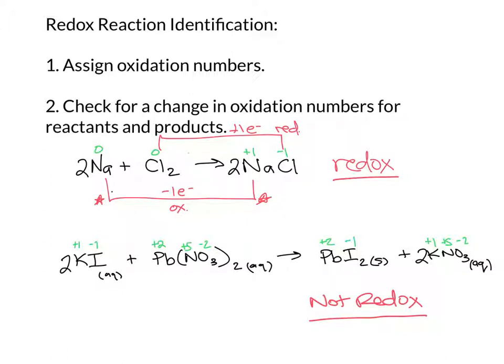So very simply, in order to identify a process as redox, you're going to assign those oxidation numbers, and then you are going to check for changes on species on the left-hand side versus the right-hand side to identify if redox has actually occurred.